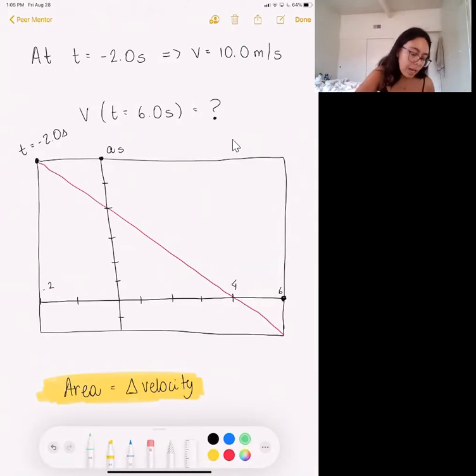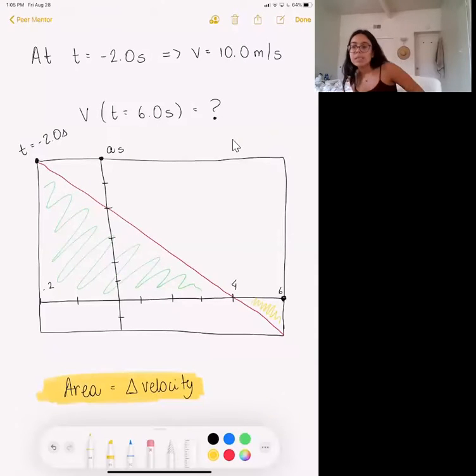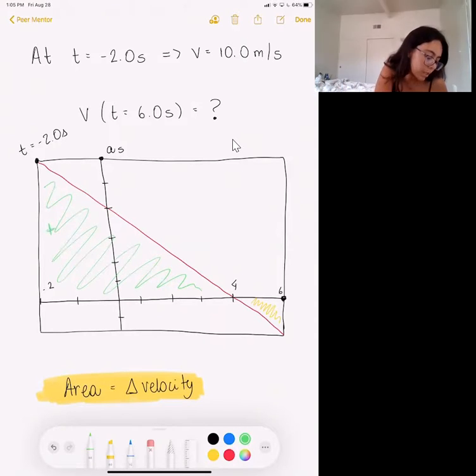So if we think about that, we have two triangles. We have this green triangle over here, and then we have this little yellow triangle all the way down here. The important thing is that anytime we have something above the x-axis, that's going to be positive, right? So this is going to give us a positive change. And anytime we have something below the x-axis, that's going to give us a negative change. So that's going to be a negative. So we just have to calculate that.